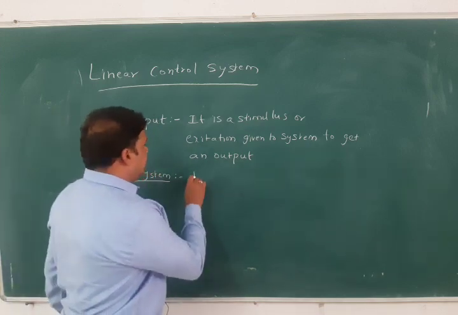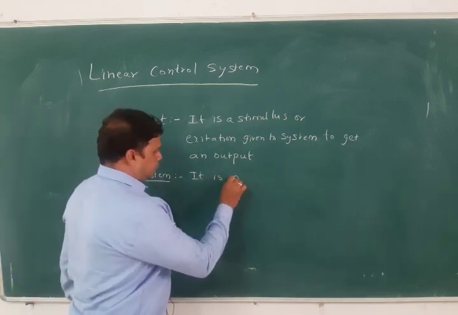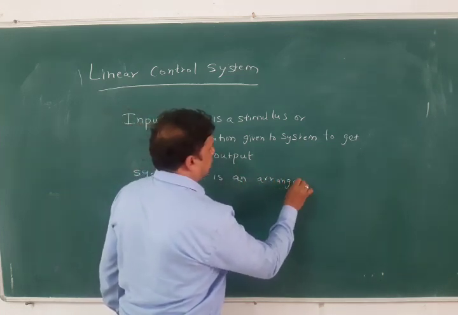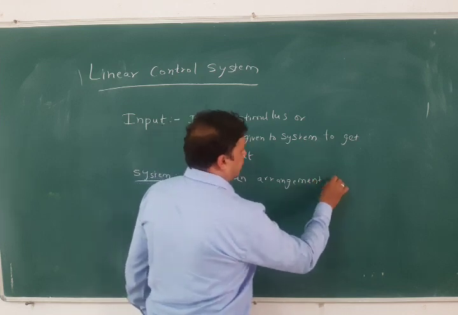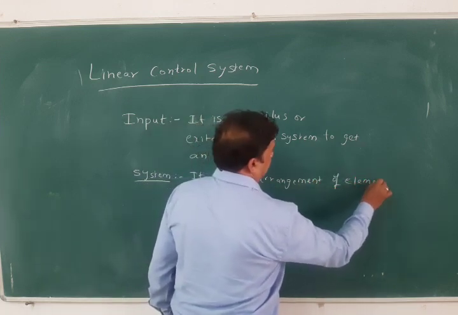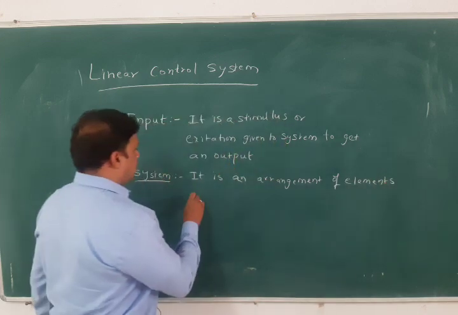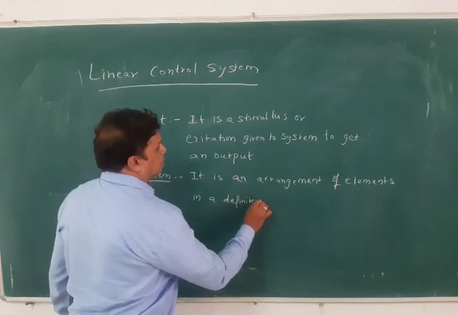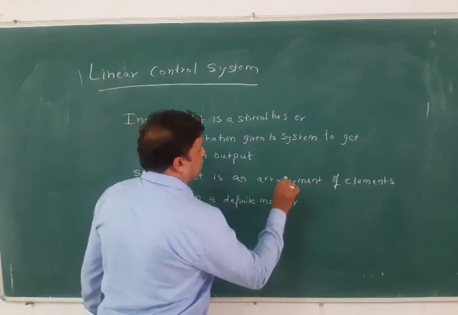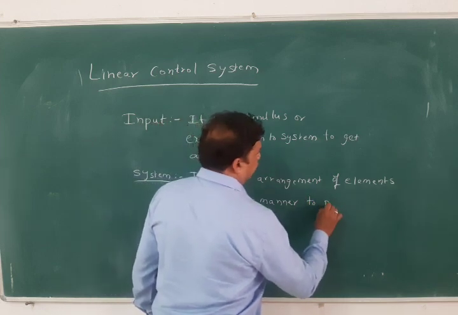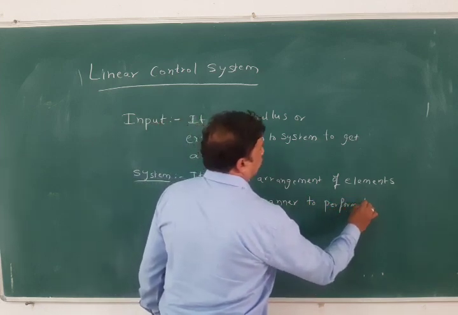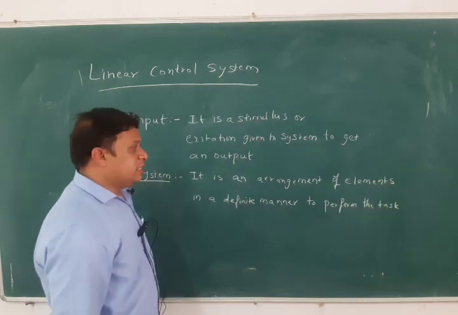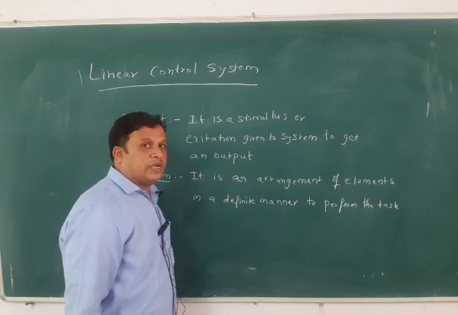A system is an arrangement of elements in a definite manner to perform the task. To perform the task. What is this? System. It is an arrangement of elements in a definite manner to perform the task.